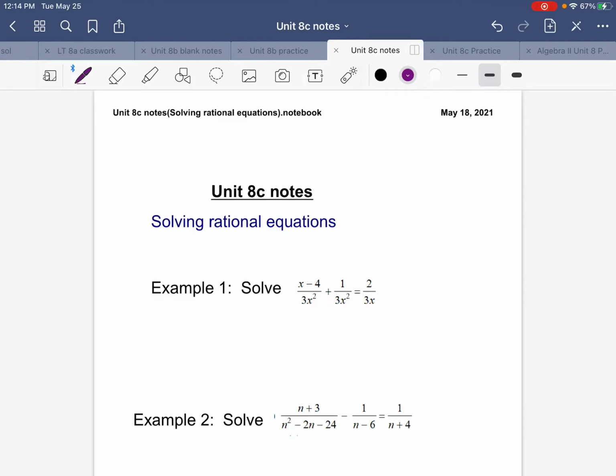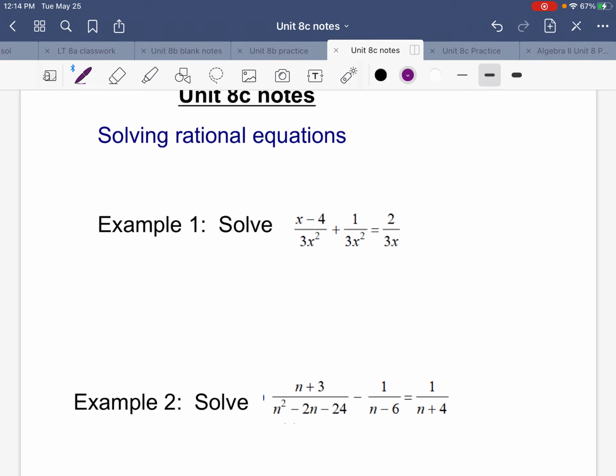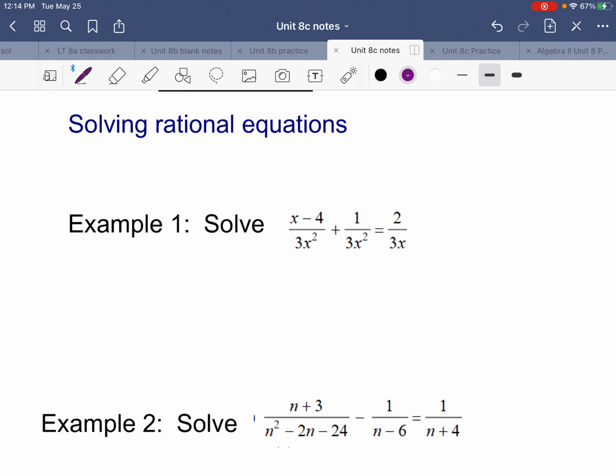Alright, these are 8C notes. And for 8C, we are solving rational equations. So example 1. I'm going to write the steps for every single rational equation, not just example 1. Our step number 1 is to factor the denominators, factor all of the denominator.